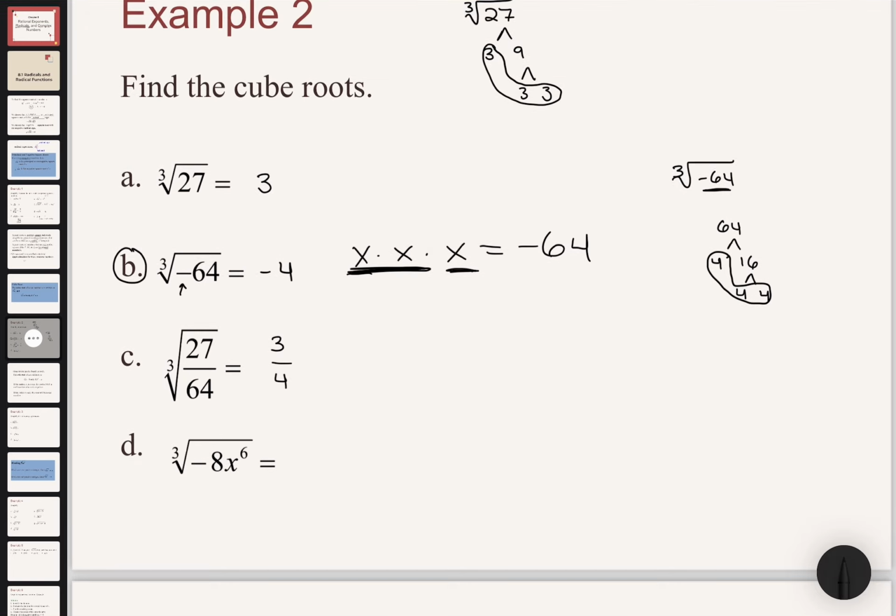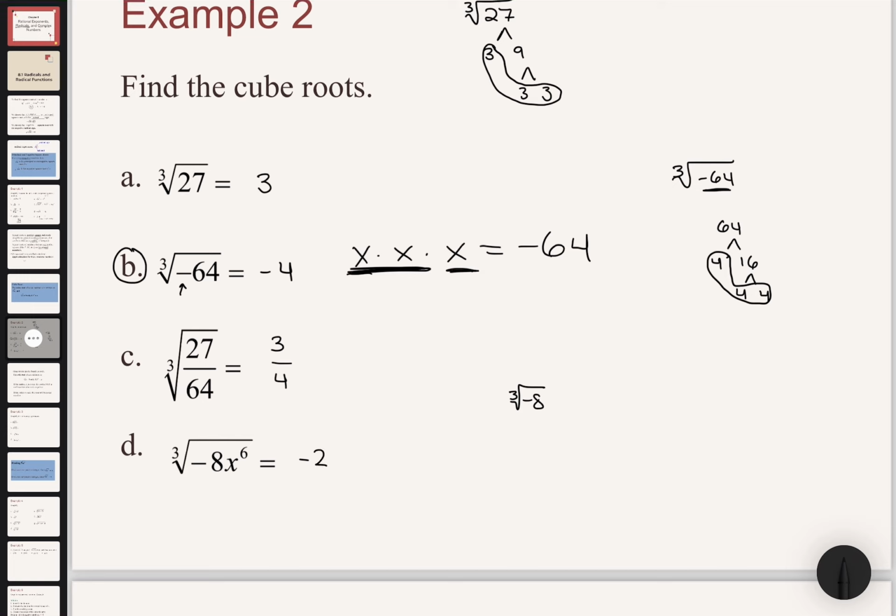All right, what about this last one? Cube root of -8x to the 6th power. Let's first think about that cube root of -8. What number times itself equals -8? Well, I know it's going to have to be negative. We're looking for -2 right there. -2 times -2 is 4. 4 times -2 is -8.